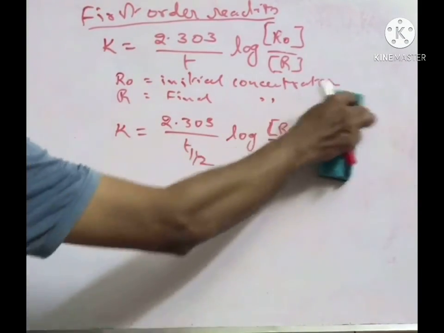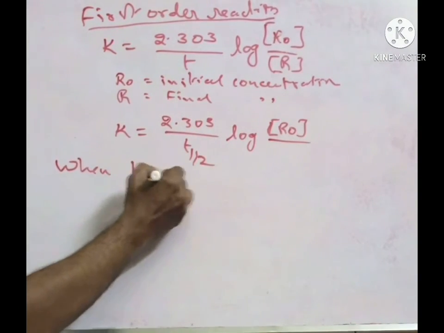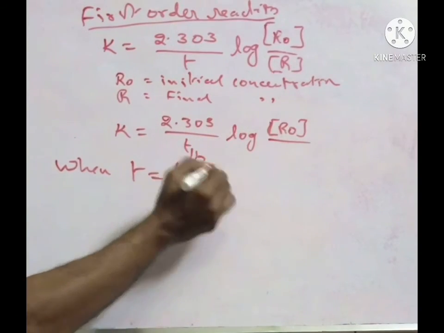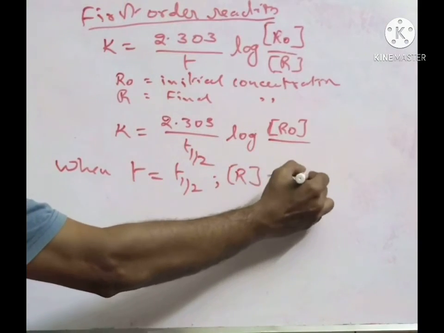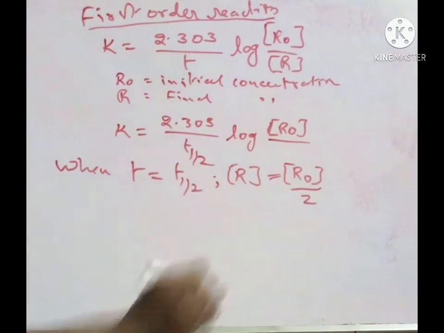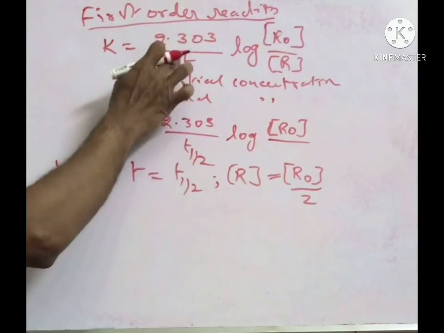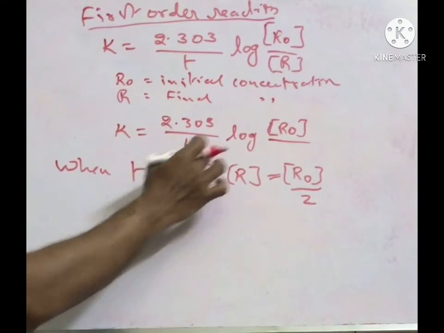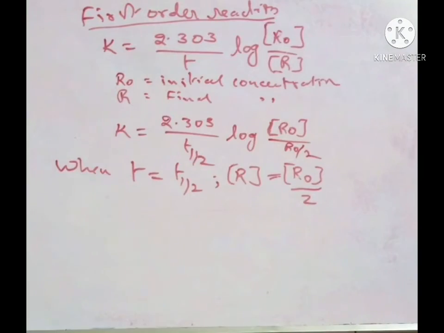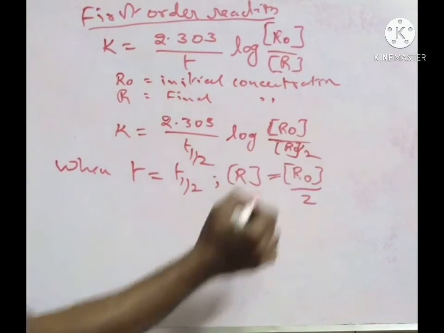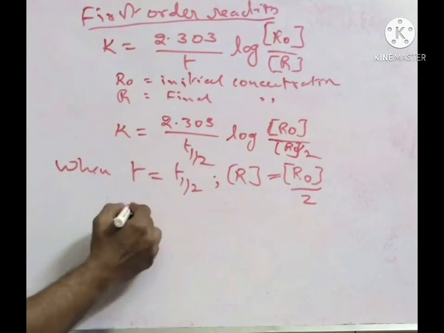Okay, I hope you understood. I will write here. When the time of the reaction is equivalent to T 1 by 2, the half-life, the concentration of the reactant becomes half, that is half of its initial concentration. So now in this equation, when I substitute T half instead of T, R becomes R0 by 2 because that is the half-life time.